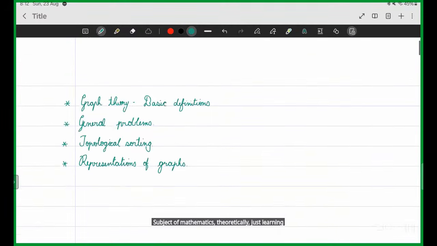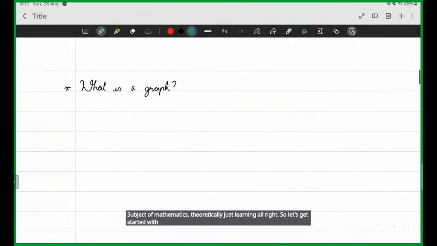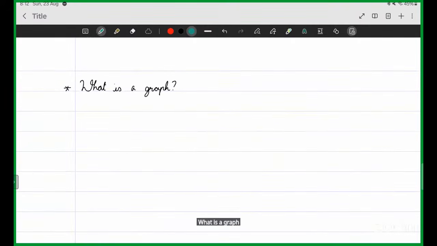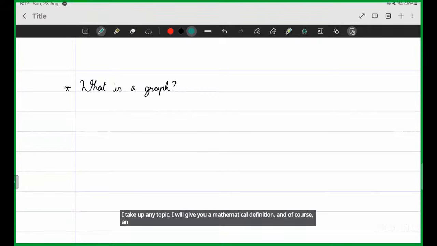All right, so let's get started with what is a graph. Every time I take up any topic, I will give you a mathematical definition and, of course, an interpretation of how to think about it. So, first, the mathematical definition. A graph, usually denoted with capital letter G, consists of two things. One is called the vertex set V, and the other thing is called the edge set E.